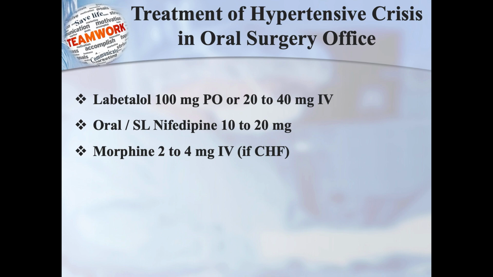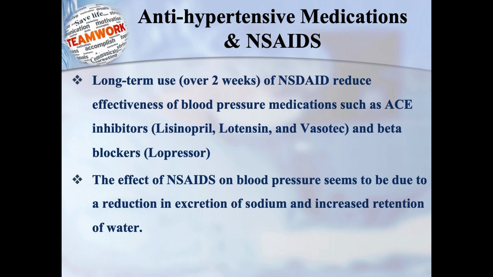For treatment of hypertensive crisis in an oral surgery practice like my practice, I usually use labetalol, 100 milligram PO or 20 to 40 milligram IV is what is generally used. You can also use oral or sublingual nifedipine 10 to 20 milligram. Morphine 2 to 4 milligram IV could also be used if the patient has congestive heart failure. Antihypertensive medication and NSAID. This is an important topic to remember.